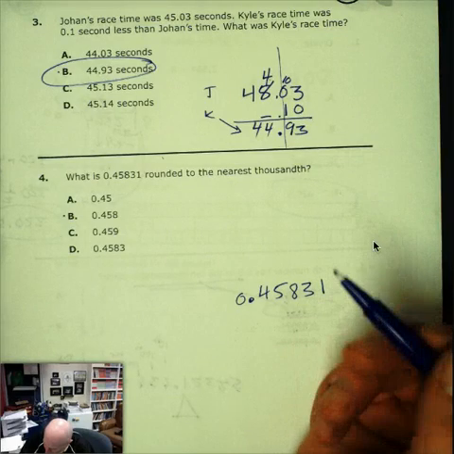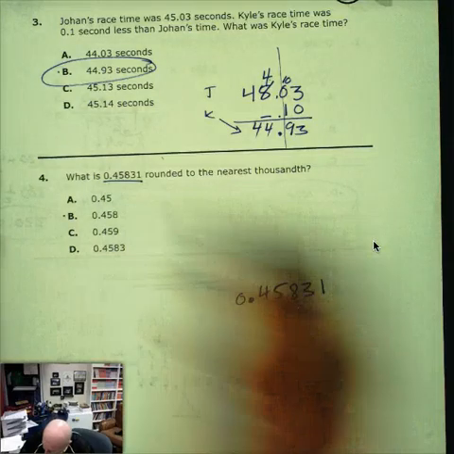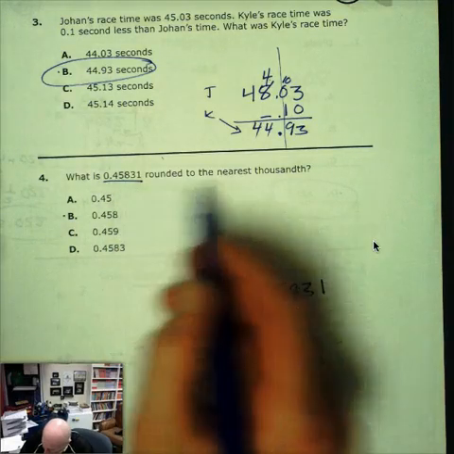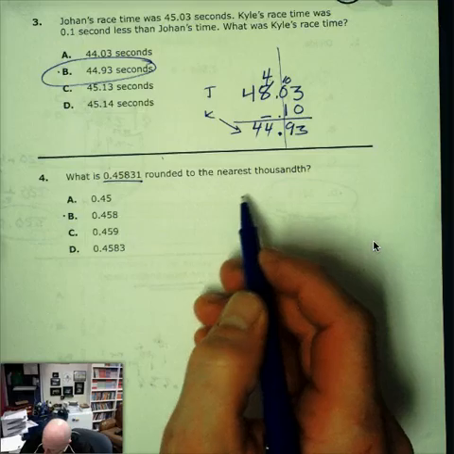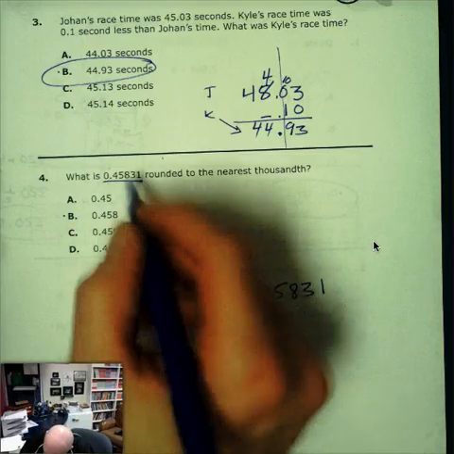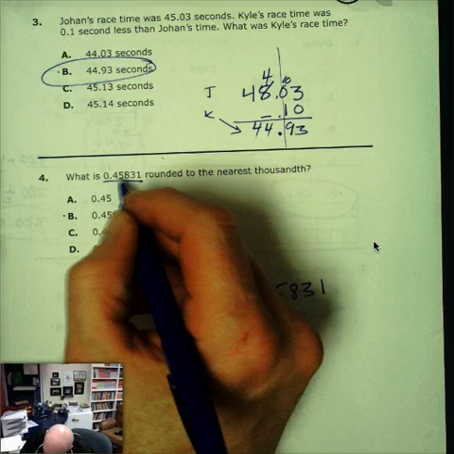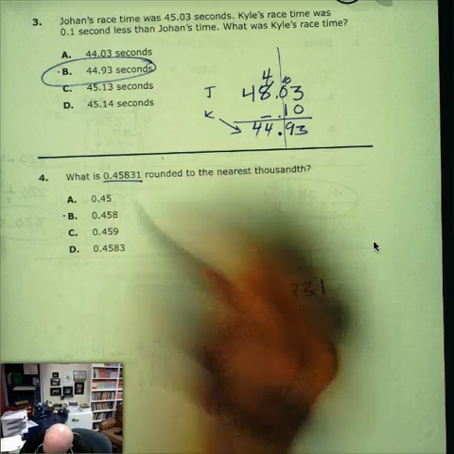The next one: what is this number rounded to the nearest thousandth? Wow. So we've got to look here. We've got 0.045831 to the nearest thousandth.